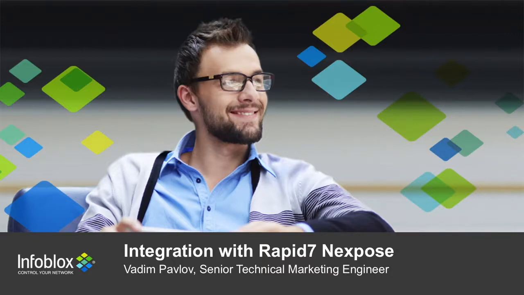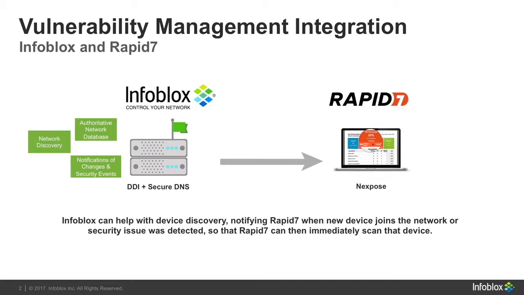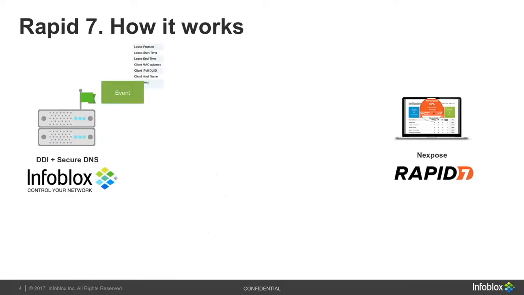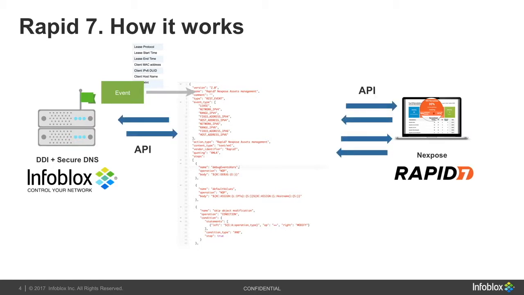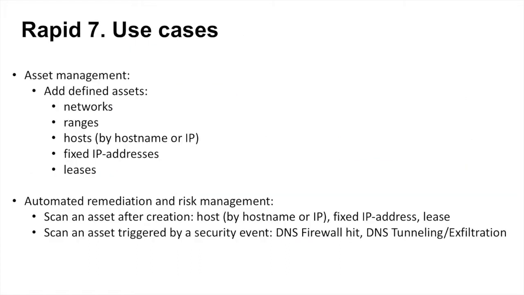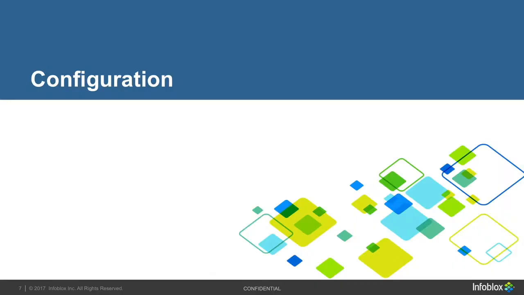I am a senior technical marketing engineer, and today I'm going to show you an integration with Rapid7 Nexpose. The integration is based on the updated NIOS 8.1 Outbound API feature. A JSON template is a core part of the integrated solution, and it defines how to process events and which API calls to make. Asset management and automated security issue remediation are the base use cases for integration with vulnerability management solutions. So, let me show how the integration was configured.